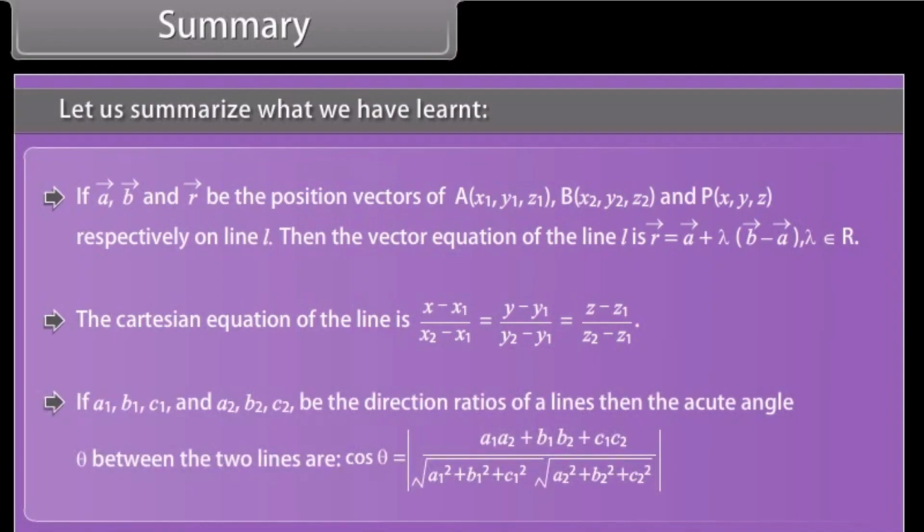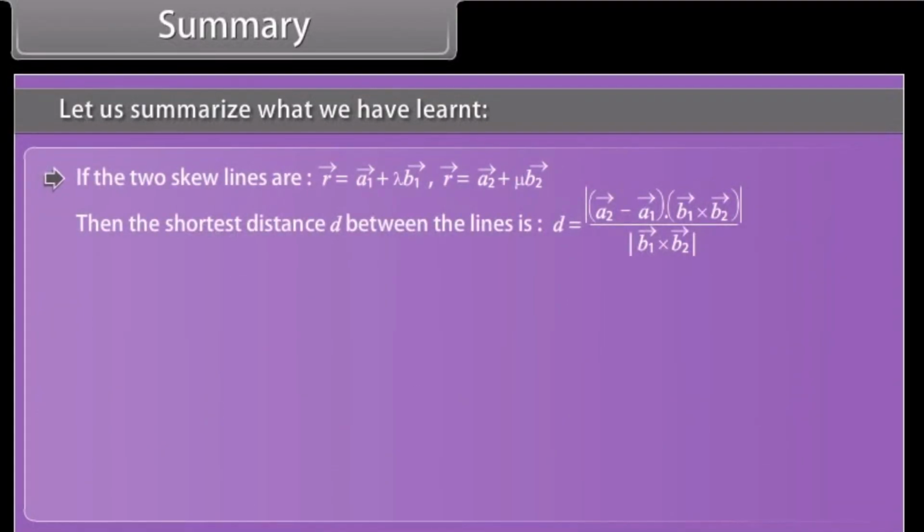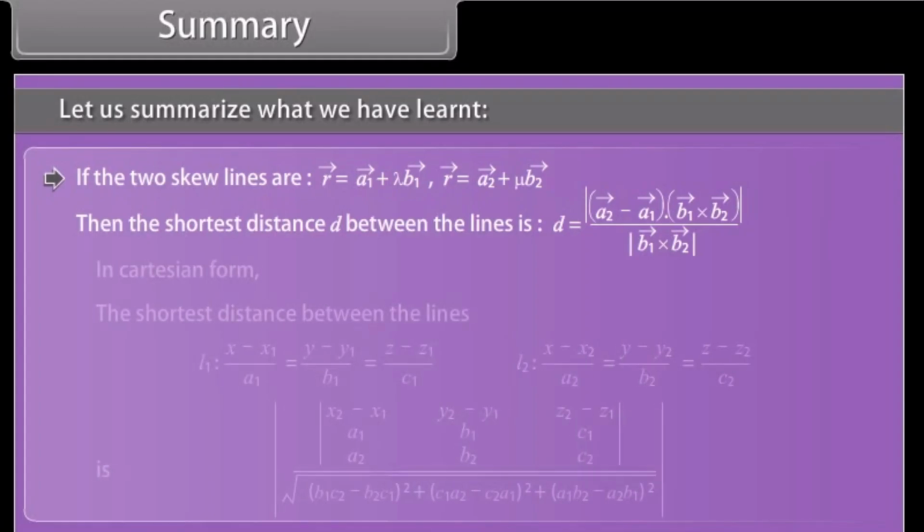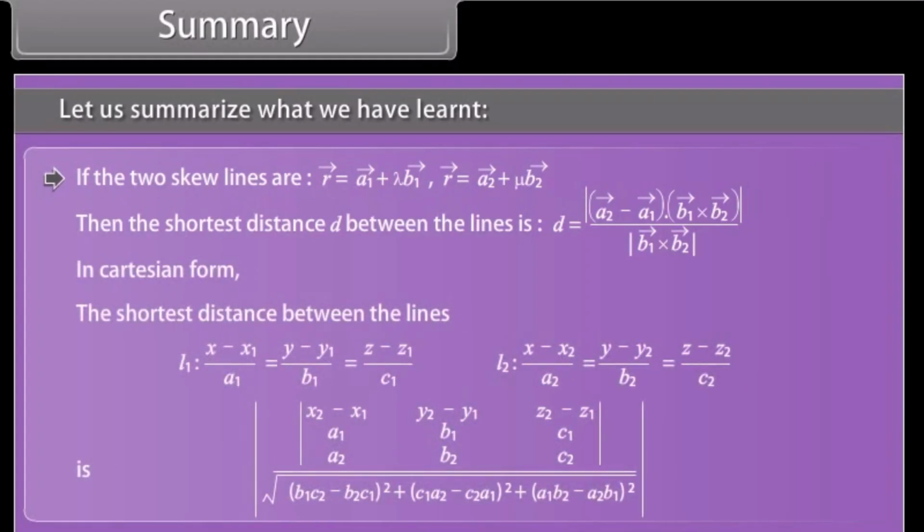If a1, b1, c1 and a2, b2, c2 are the direction ratios of two lines, then the acute angle theta between the two lines is given by the formula. If the two lines are skew lines, then the shortest distance d between the lines is given by the formula, in Cartesian form, the shortest distance between the lines.